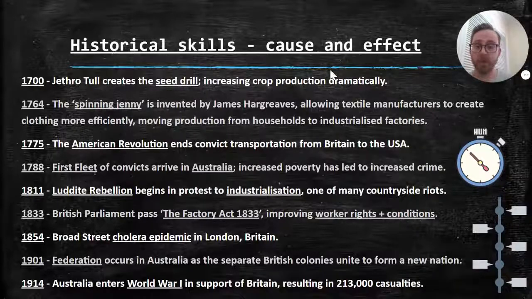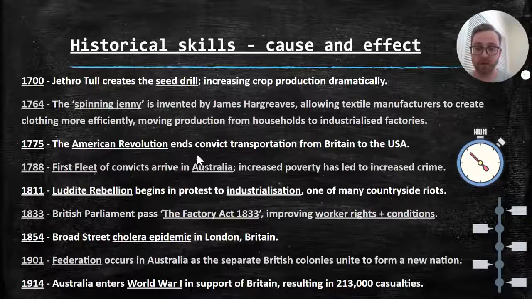So, for example, Jethro Tull creating the seed drill, that was part of the agricultural revolution that led to the Industrial Revolution. The spinning jenny, invented by James Hargreaves, that was another invention that allowed us to move from household manufacturing to the Industrial Revolution.